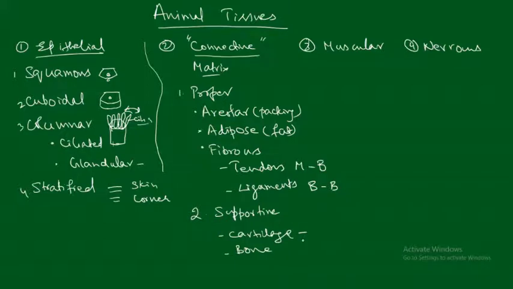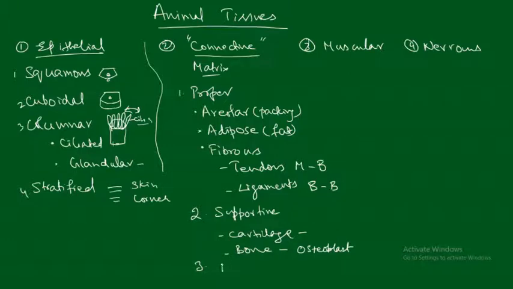Whereas bone, we know, is very hard and a porous tissue. It has a good supply of blood vessels and nerves. It consists of living cells known as osteoblasts, and it also has a lot of inorganic substances like calcium and phosphorus present in the bones.